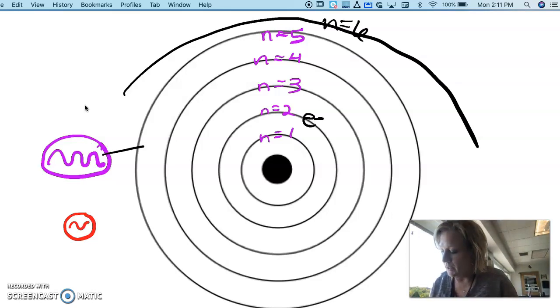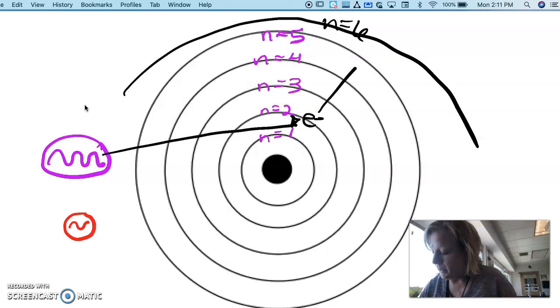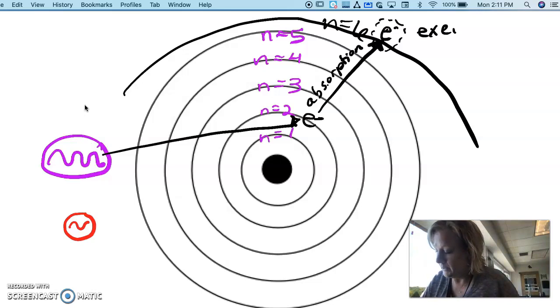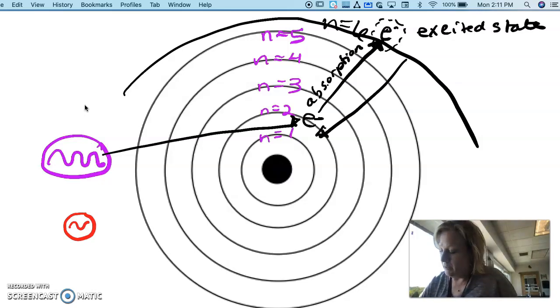So this photon will get absorbed by that electron, which will cause it to become excited. So it'll go up here, and I put a little thing around it just because it doesn't stay there very long. So that's showing you absorption. And then like I said, it's in the excited state. Then the electron will return back to ground state, and it'll undergo emission.